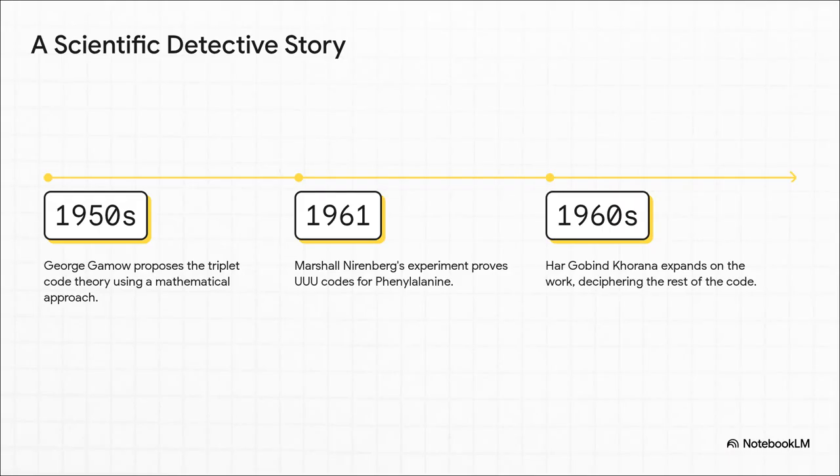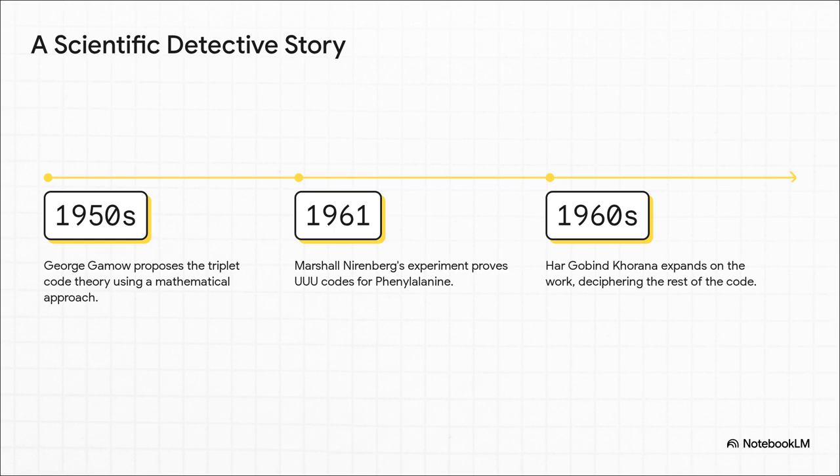This was a real-life detective story. It all started in the 50s with a physicist, George Gamow, who just looked at the math and said, hey, it's got to be a 3-letter code. But the real proof, the aha moment, came in 1961 from Marshall Nirenberg. What he did was genius. He made a simple message with just 1 letter, U, over and over again. And guess what? The cell read it and pumped out a protein made of just 1 amino acid, phenylalanine. Boom! The first word was officially cracked.